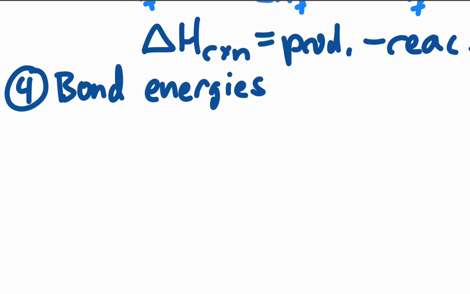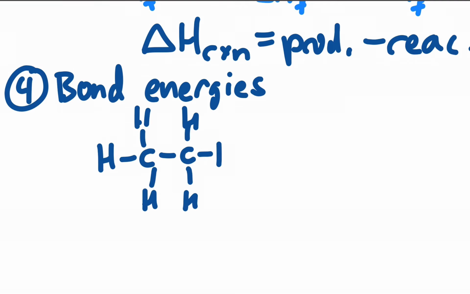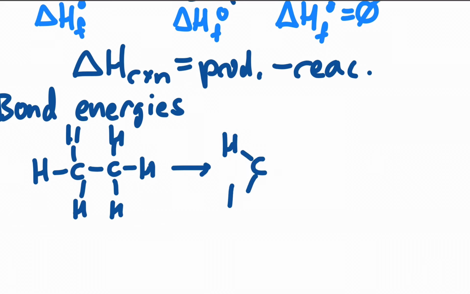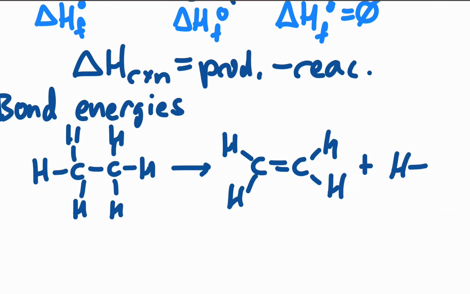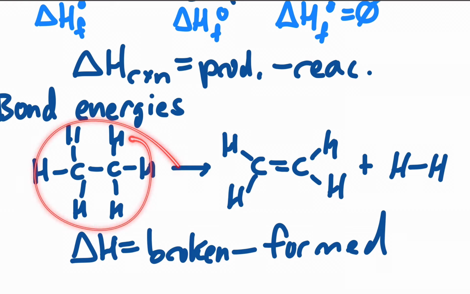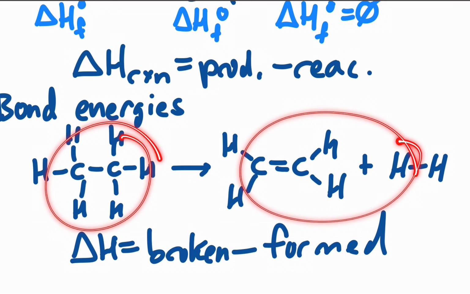If I wanted to look at bond energies, I'll use this same reaction again, C2H6, but I'm actually going to draw a structure of C2H6 and show it turning into a C2H4 and a hydrogen. Here, delta H is everything that's broken minus everything that's formed, which can be very confusing because that looks like reactants minus products, which is the opposite of the previous one.